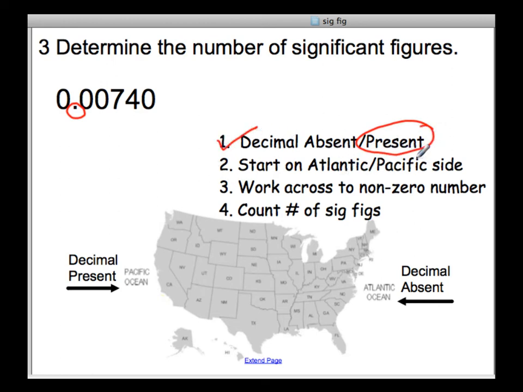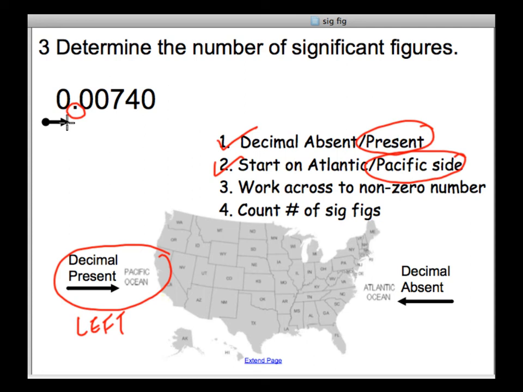My second rule, well, if I have a present decimal, I'm going to start on the Pacific side. So I'm going to be starting on the Pacific side of my number, which is the left side of my number. Rule number 2, done. Now I'm actually going to take my little arrow and work across this number from the left side towards the right until I've hit the first non-zero number. First number that I hit is 0, I got to keep going. Second number, 0, keep going. Third number, 0, got to keep going till I hit that first non-zero number, and that first non-zero number is 7. So that first non-zero number being 7 is the first one that I consider to be significant.